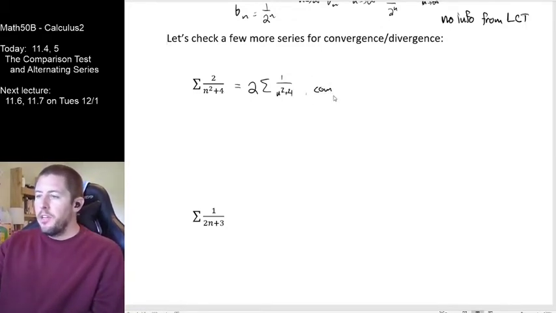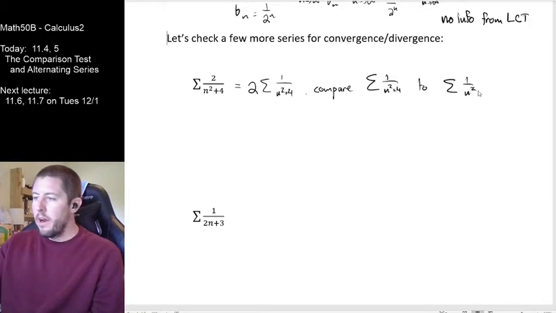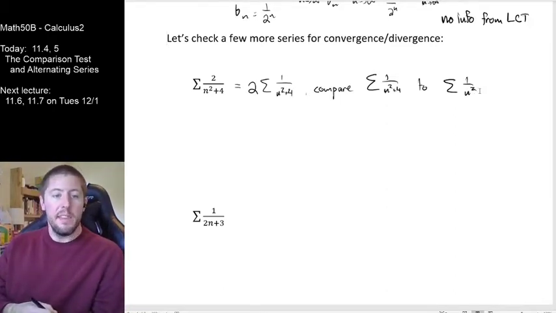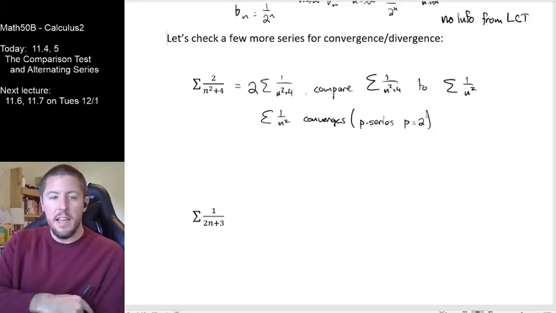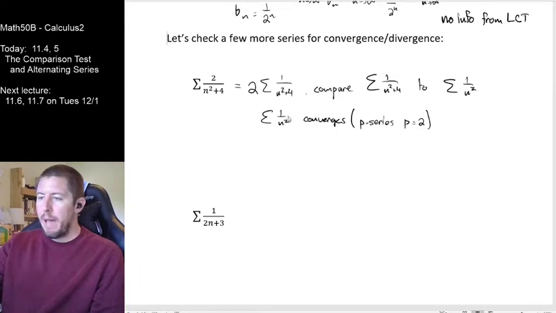What I want to do is compare the series 1 over n squared plus 4 to the series 1 over n squared, because this is something that I know about. This is a p series. 1 over n squared converges. Short argument, it's a p series with p equals 2. Remember that a p series converges if p is greater than 1. That's the power sitting in the denominator right there.